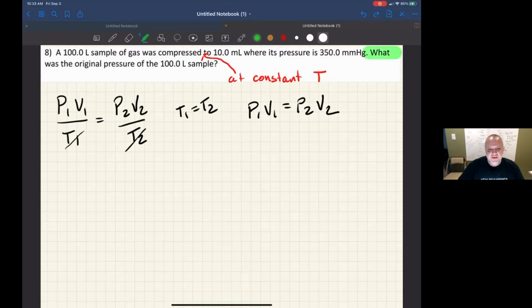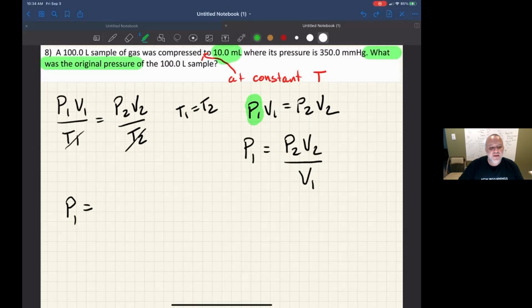Okay, what am I trying to get here? What was the original pressure? So that means I'm solving for P1. Let's rearrange this so that I know how to solve for it. P2V2 over V1 equals the original pressure. All right, so let's deal with the pressure and plug everything in.